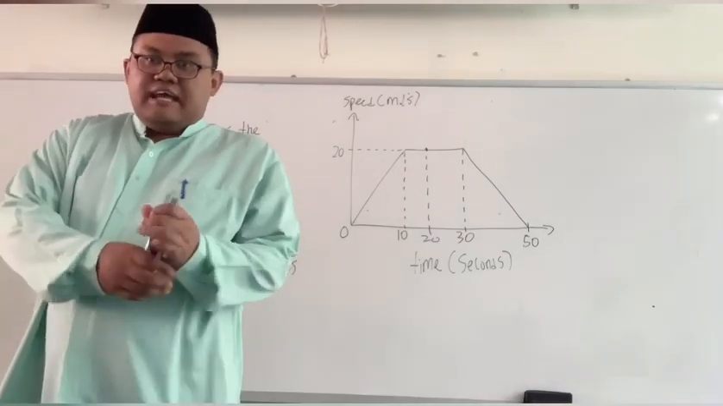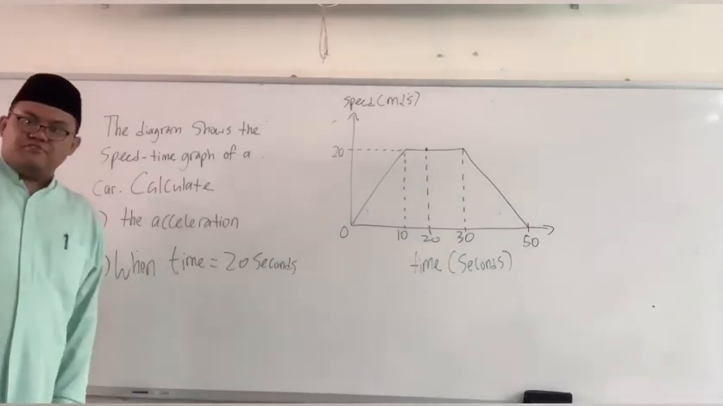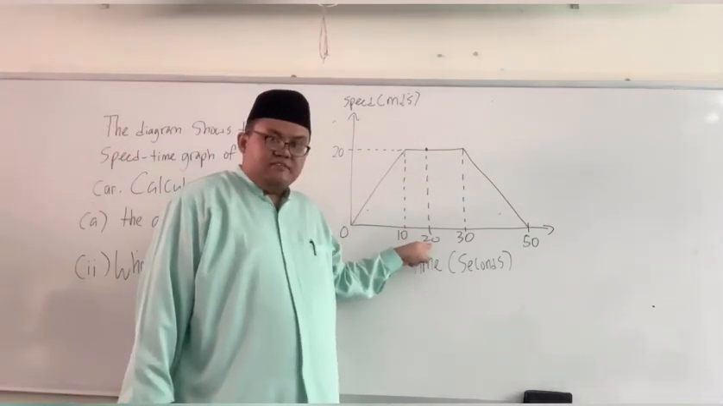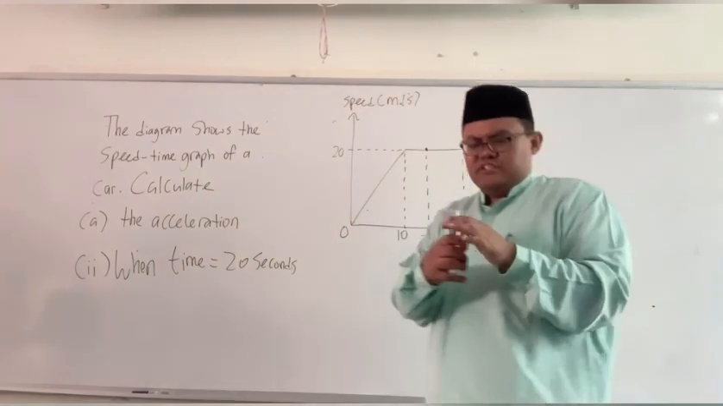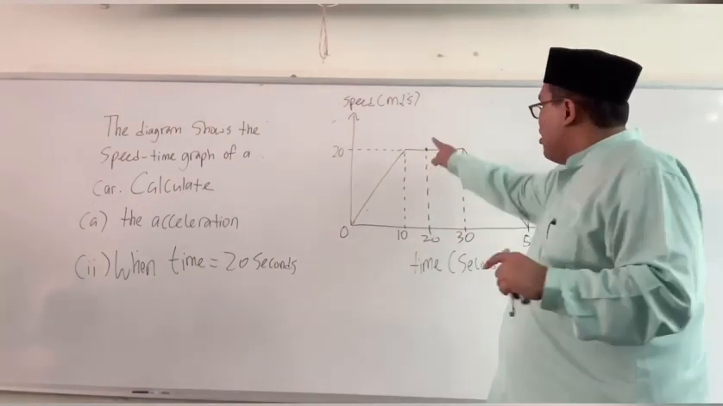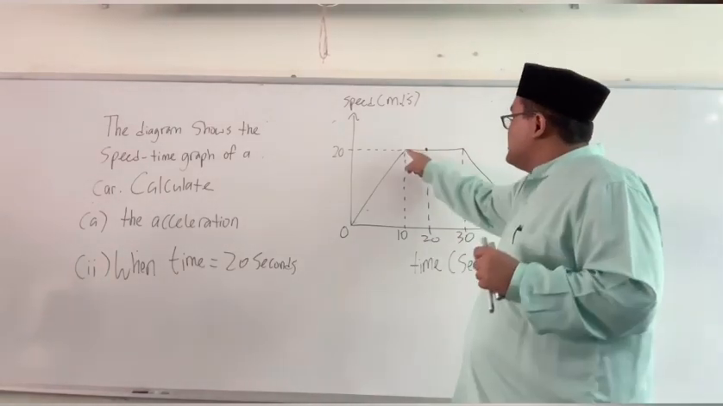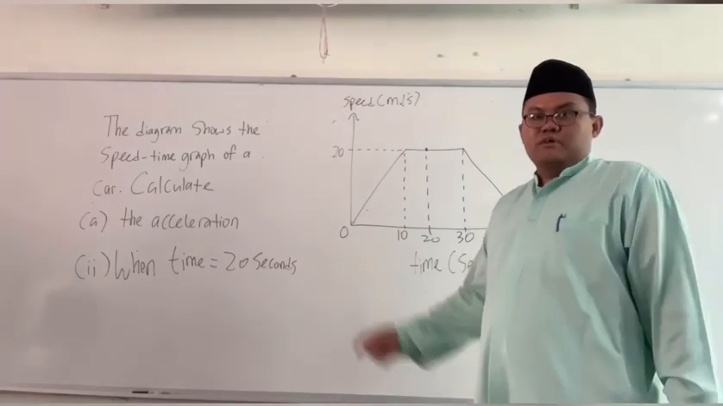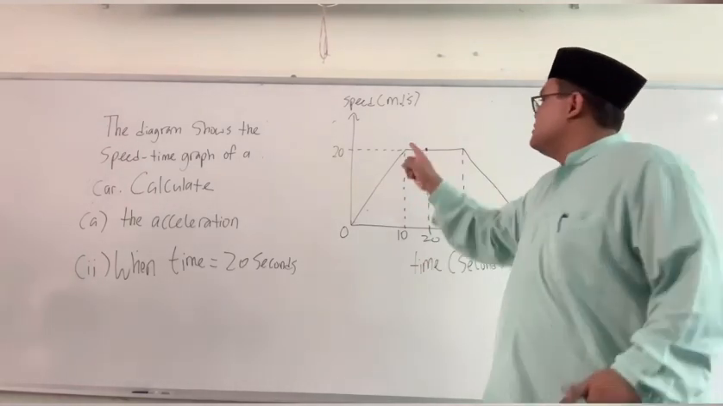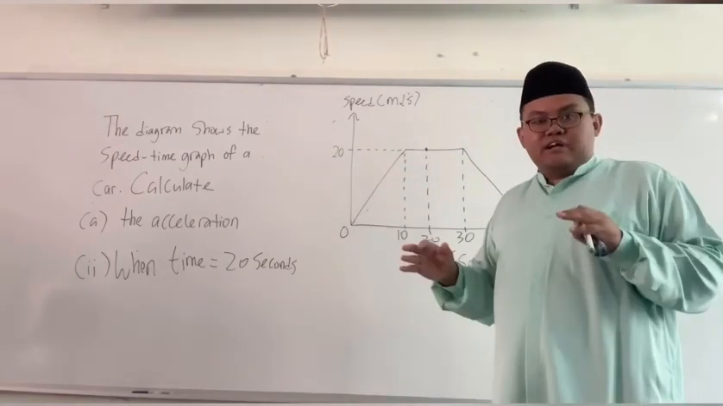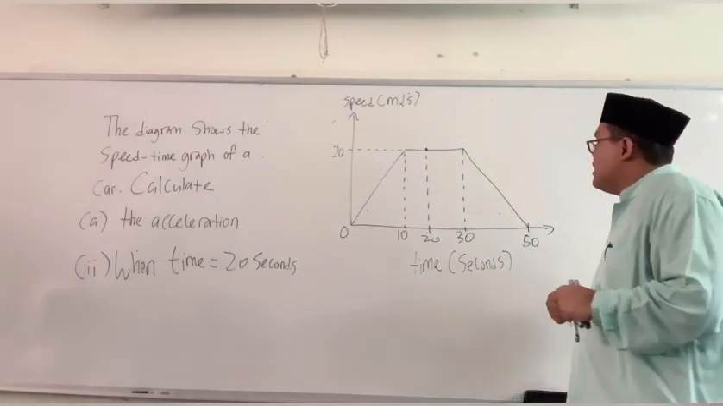Okay. The next question, find the acceleration when the time is 20 seconds. So when the time is 20 seconds, the point on the graph is here, this blue point. So the question is asking you, find the acceleration of this point on this line. Once again, acceleration is the gradient of this line. So the acceleration of this point is equal to the gradient of this line. In a speed time graph, gradient is acceleration. So let us find the gradient.